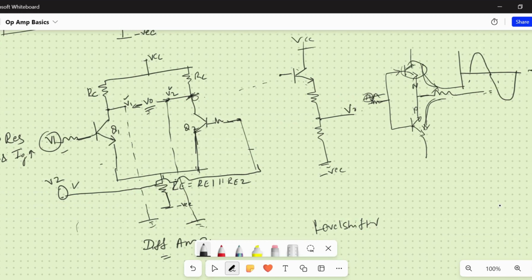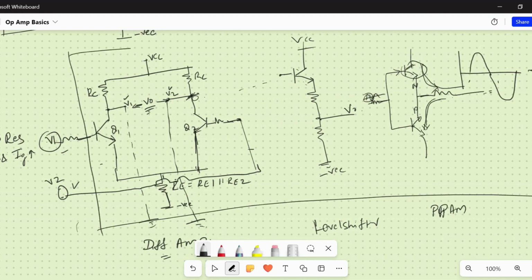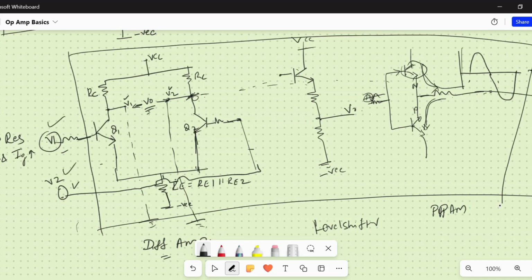Now, this is the output stage, the push-pull amplifier. Three varieties of ingredients I have purchased. So let me do one thing. I'm going to mix everything up, and this output will go, and you will get a swing like this. This is the output V naught. This is nothing but your V1 and V2. This is nothing but your complete op amp.